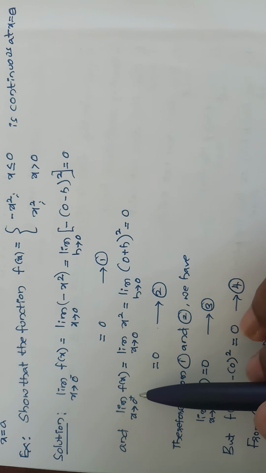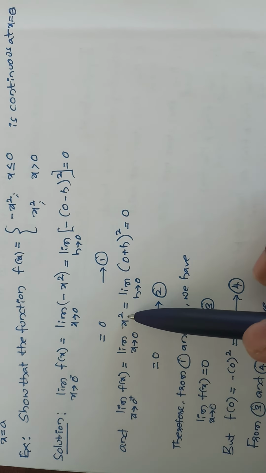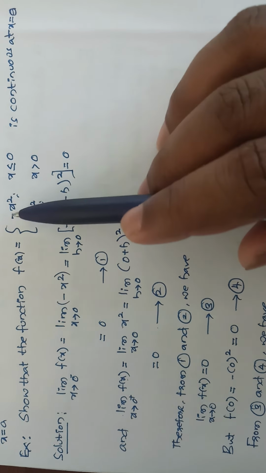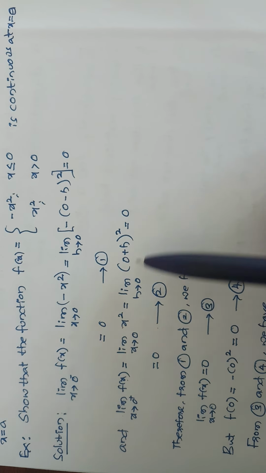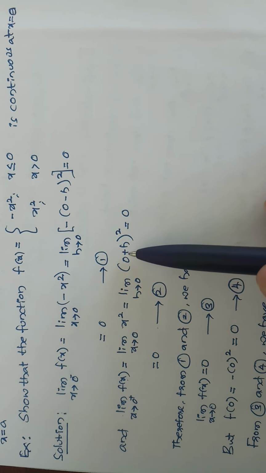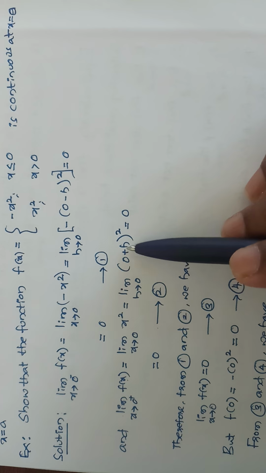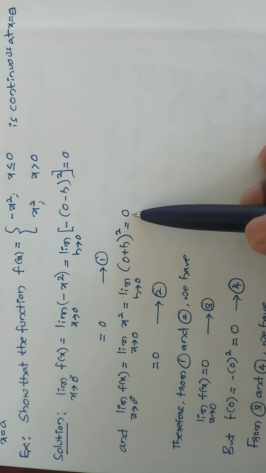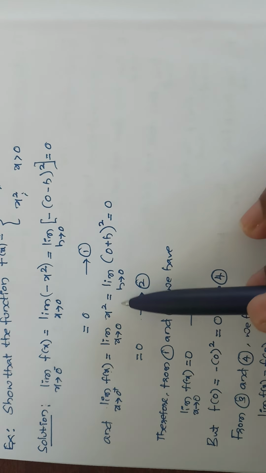Now we check the right hand limit. Limit x tends to 0 of f of x is equal to limit x tends to 0 of x square. You know that f of x is x square for positive values and minus x square for negative values. So substitute x is equal to 0 plus h, limit h tends to 0 of (0 plus h) whole square. When h tends to 0, it becomes 0. So here you found the value of the left hand limit and the right hand limit.